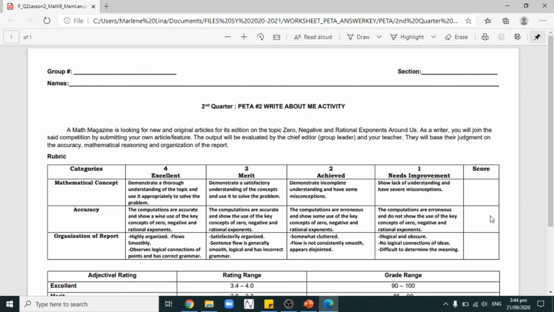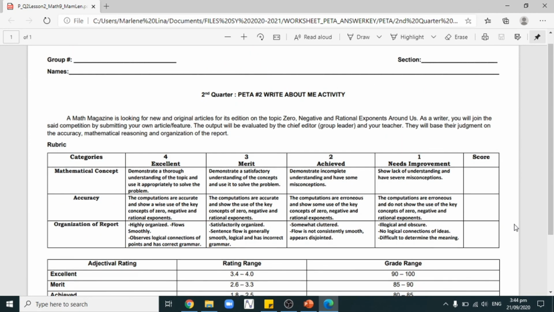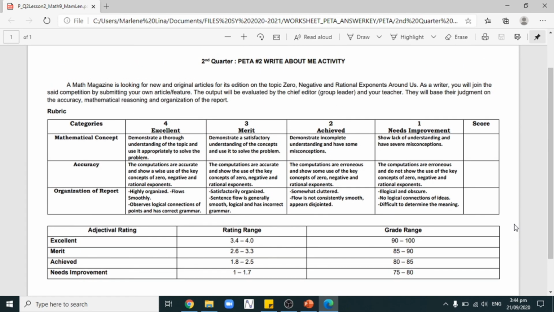Okay? So, nakalagay naman po dito ang categories with its description. We have the excellent, merit, achieve, and needs improvement. Also, there are objectival rating, its rating range, and grade range. Okay?